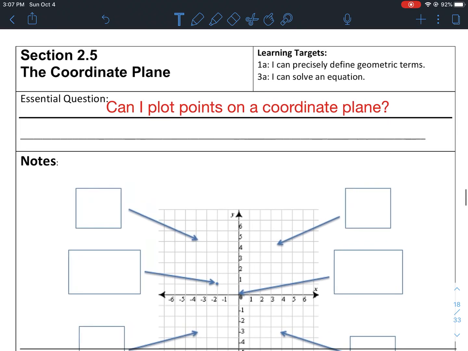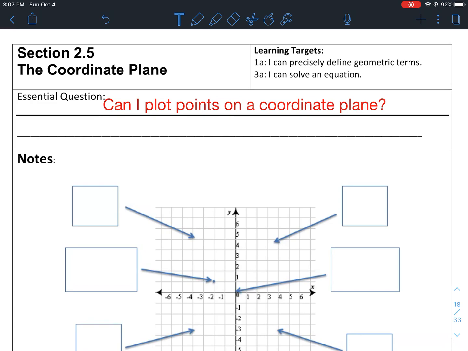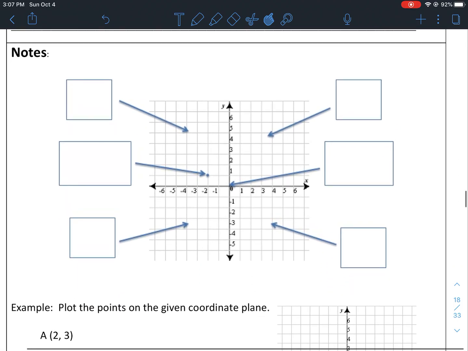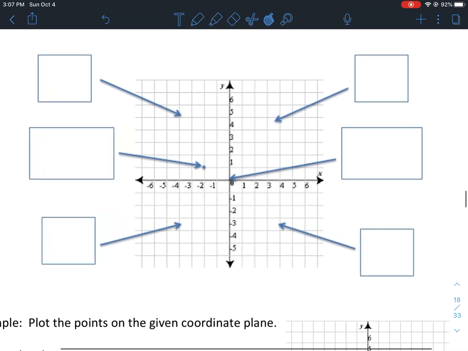Alright, so these are the notes for section 2.5, and we're going to be talking about the coordinate plane. The essential question is, can I plot points on the coordinate plane? And also we're going to be talking about the important features of a coordinate plane, which is what we're going to start with right away.